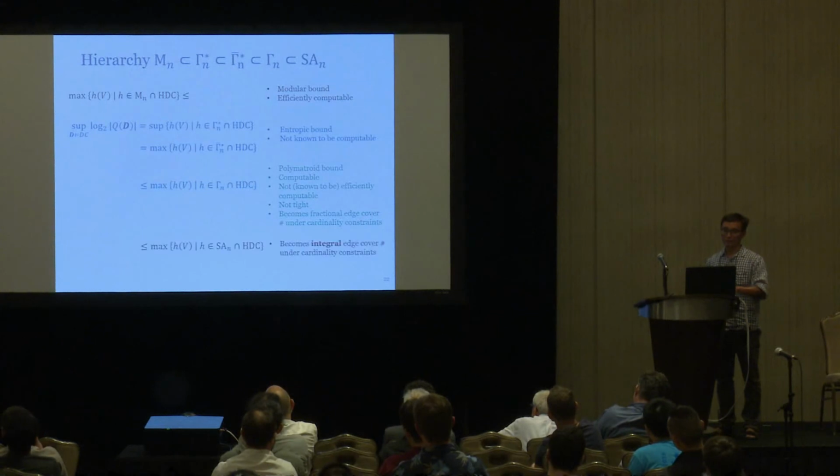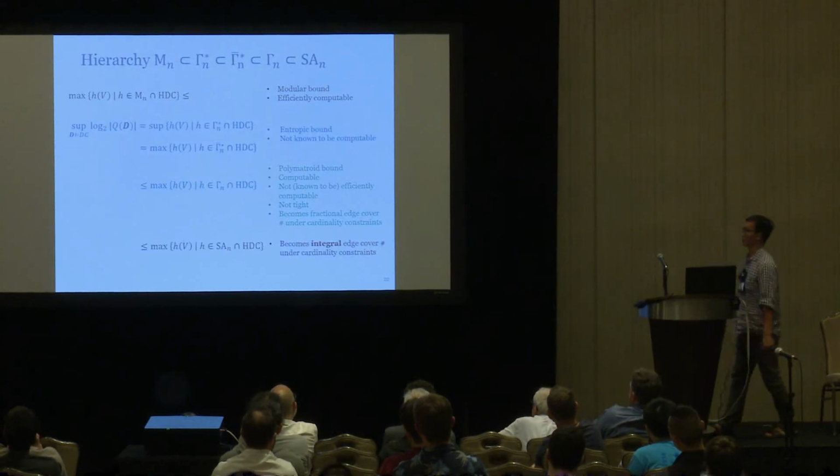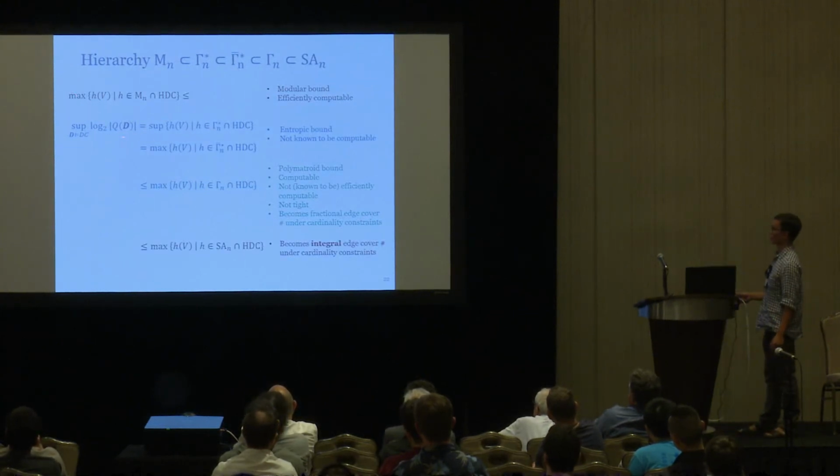So effectively, this is the final slide I would like to show you. It's basically, we know the equality. We know the worst case output size bound is something called the entropic bound, but it's not known to be computable.